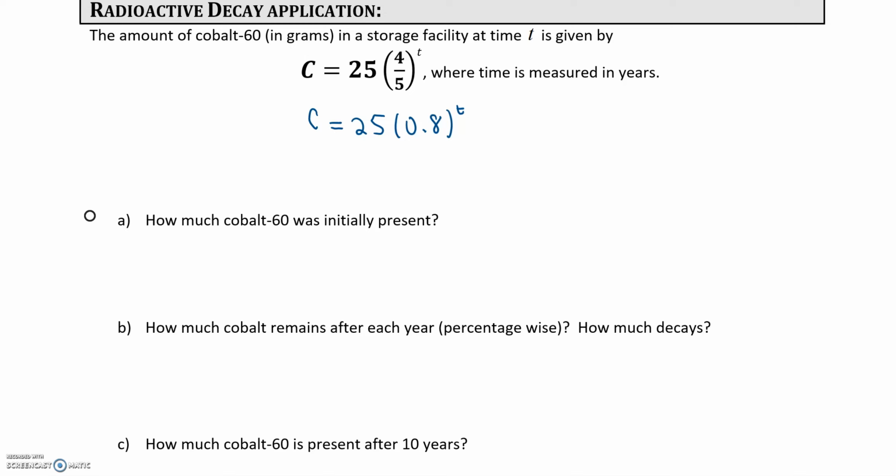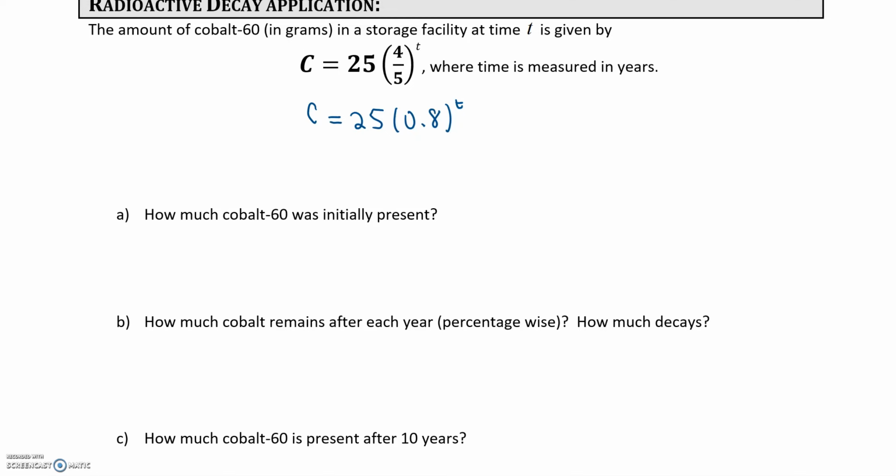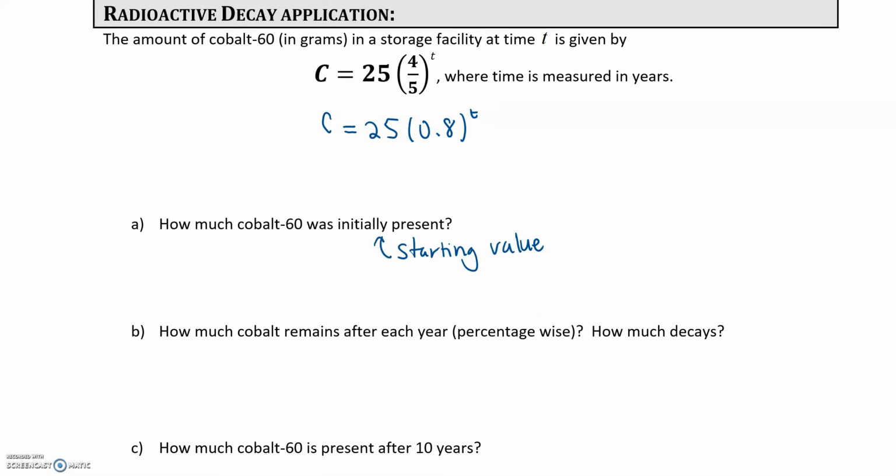Note that if you were to use a fraction instead of the decimal, you would need to make sure that your base is expressed within brackets so that the entire base is raised to the power of the exponent. Part A says how much cobalt-60 was initially present. What we are looking for is the starting value, or the value of C when t is equal to 0. What we find is that the initial amount present is 25 grams.